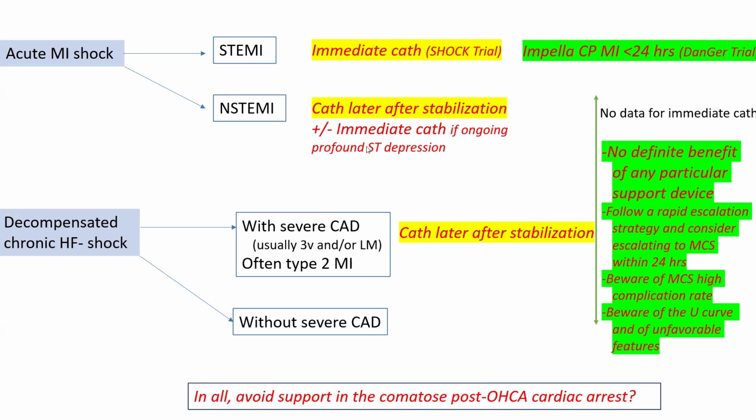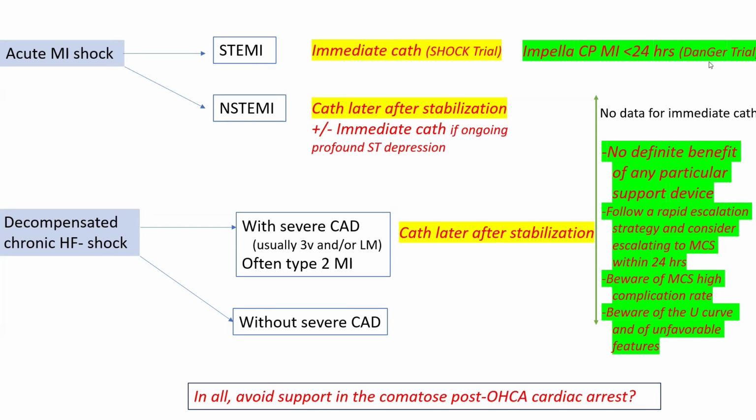So here I will complete my initial slide. And this is an important slide for you that I think you should print out, and that summarizes my cardiogenic shock update. So the acute MI shock, STEMI, is the one that benefits from immediate cath and is the one proven now to benefit from Impella CP based on the DanGer shock trial, and Impella CP for MI and shock less than 24 hours. Conversely, in the non-STEMI and the heart failure shock, there is no data for immediate cath and no definite benefit of any particular support device.